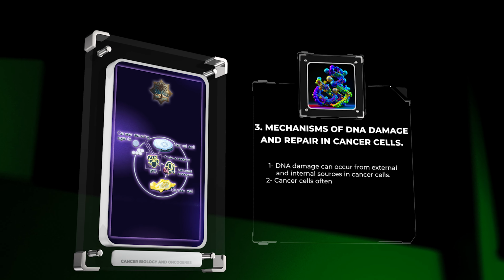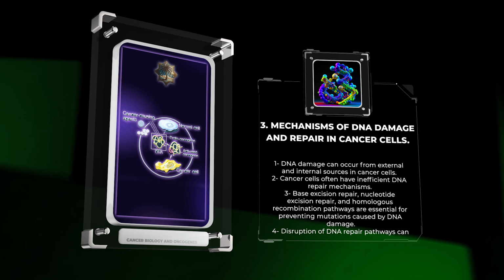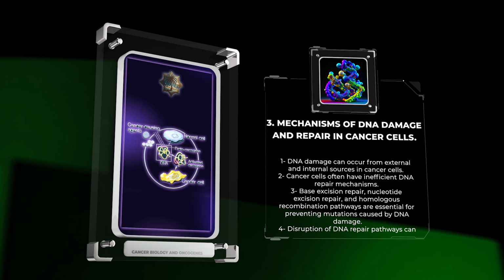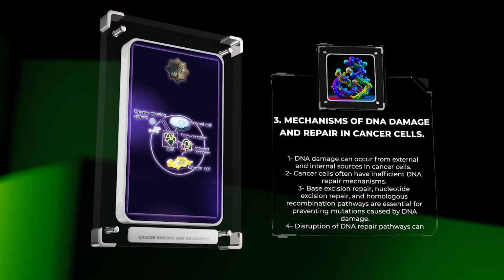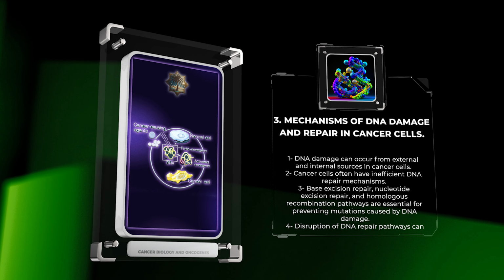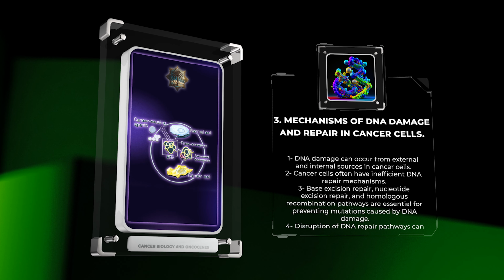In cancer cells, DNA damage can occur from both external sources like UV radiation and chemical carcinogens, as well as internal sources like errors during DNA replication. Cancer cells often have inefficient DNA repair mechanisms, leading to the accumulation of DNA damage.